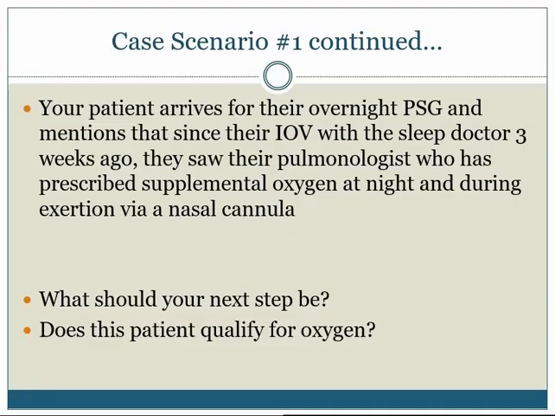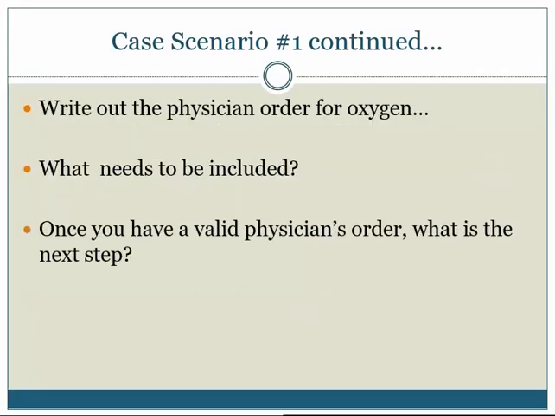Before you call the doctor, evaluate the patient. What's their room air? What's their SpO2 at the moment when they walked in? Were they on supplemental oxygen when they walked in the door, or do they only put it on right before they go to sleep? What's their heart rate? What's their blood pressure? Evaluate the patient. You need more data. At this point, does the patient qualify for oxygen? Yes, they do. But your first step should always be, all right, let me evaluate the patient. Let me check their vitals. Let me see where they're at.